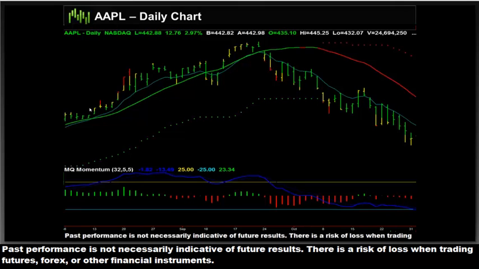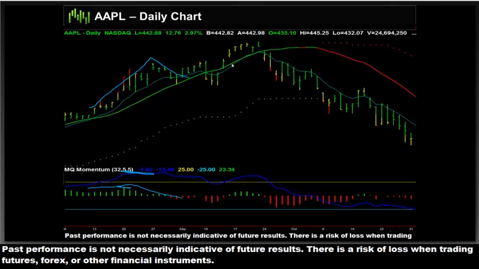So what we have are stock prices that are moving up. They come up, they make a high here, and then they start to come back. Now this first high corresponds to this area on the MQ momentum histogram. You can see that the histogram reaches this level of height, and the indicator line reaches this level of height. So as prices come up, they pull back.